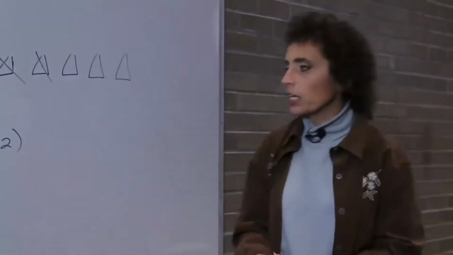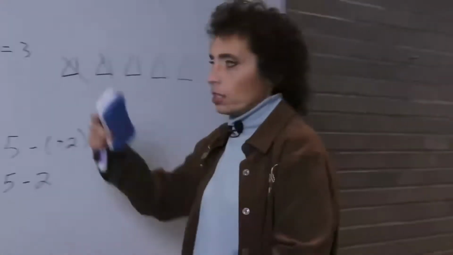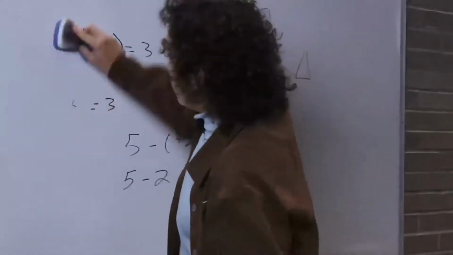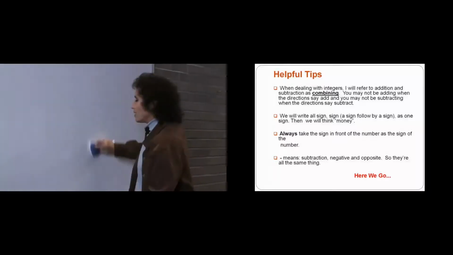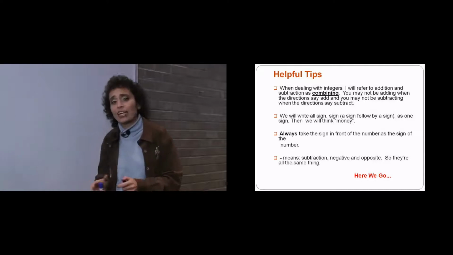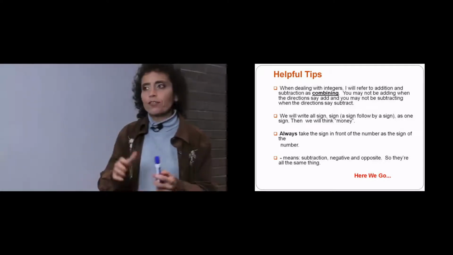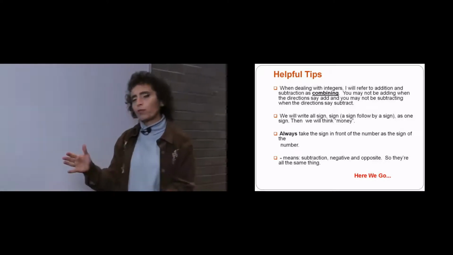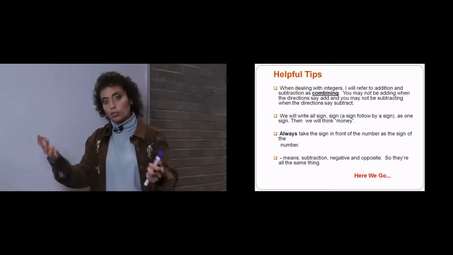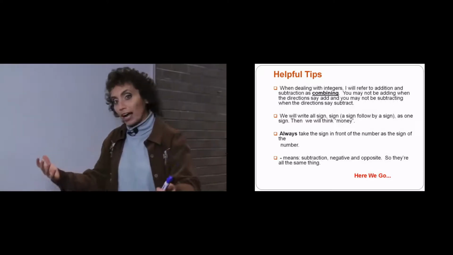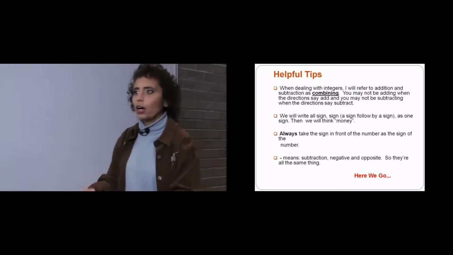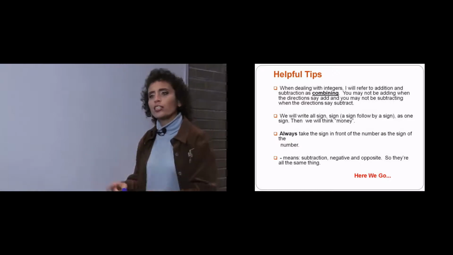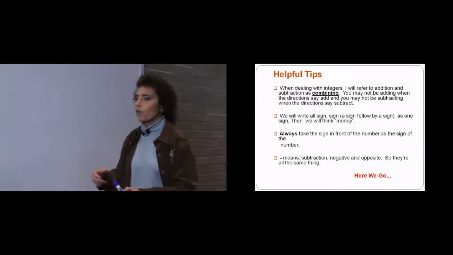Okay, so let's take a look at this next example. First of all, I want to tell you when I say combining, that actually means adding or subtracting. What's going to be a little different from what you've experienced before is that usually when you see a plus sign, you used to add, and when you see a minus sign, you used to subtract. Now you may not be doing that. It's going to depend on the sign of the actual numbers. But we're going to write all signs with one sign. All right, let's take a look.